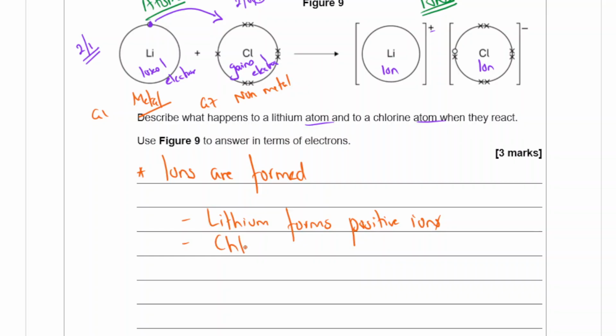Chlorine forms negative ions, right? Why are they doing it? Here you can see in the lithium, it doesn't have any electrons in the second shell, whereas chlorine has a full set of 8 electrons in the third shell, right?